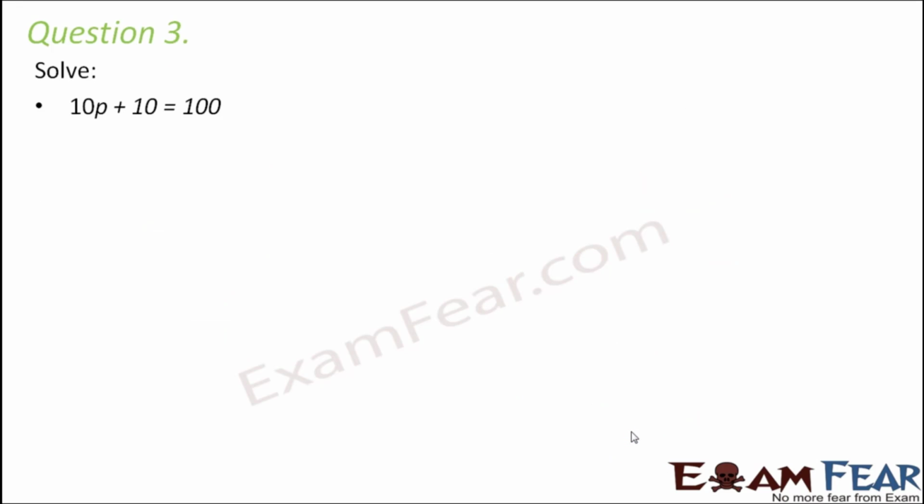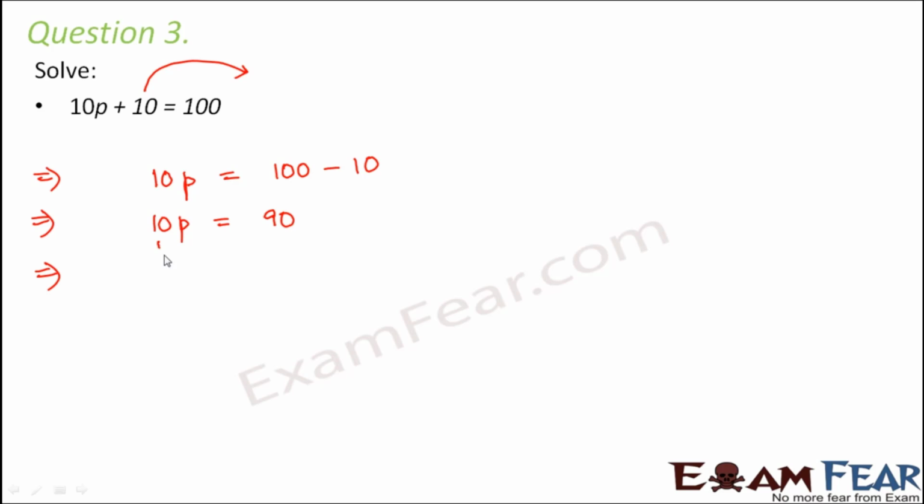Question number 3. Solve 10p plus 10 is equal to 100. Here also first let's move the constants. So when you move 10 on the right hand side, it becomes 100 minus 10. So you can write it as 10p is equal to 90.